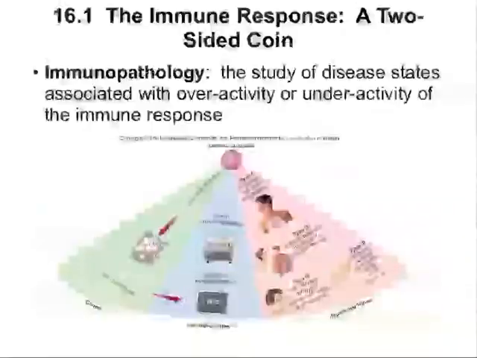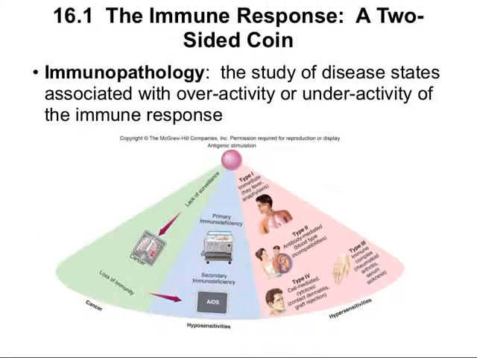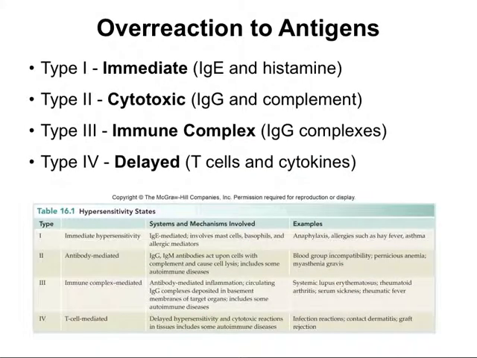In this chapter, we'll be covering several types of overreaction systems that involve antigens. As you can see here from the pink area, there's type 1 overreaction, type 2, type 3, and type 4. At a basic level, we can look at types 1, 2, and 3 as involving B-cell immunoglobulin responses. Type 1 is for common allergies and anaphylaxis.